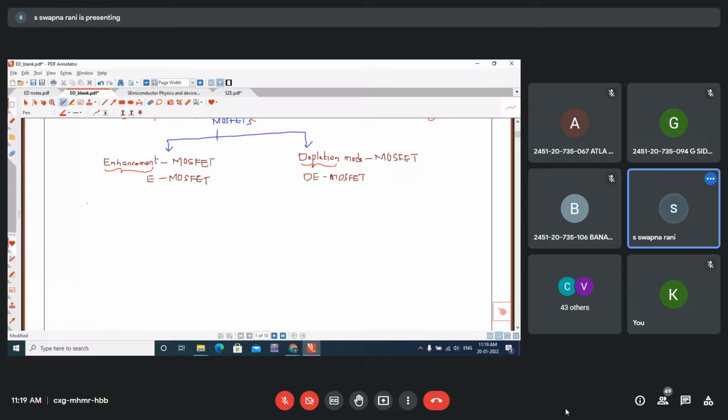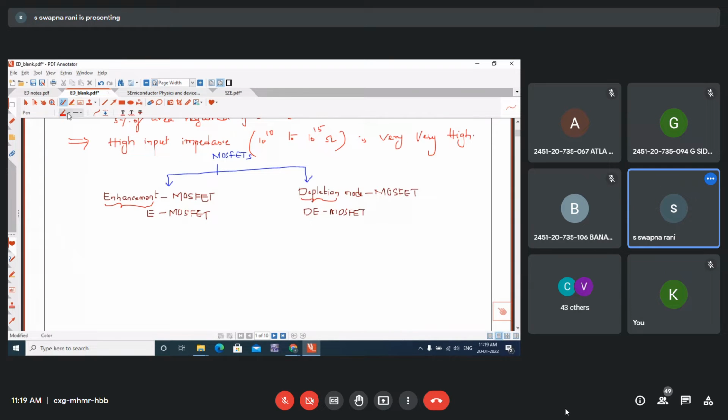The meaning is that in both cases, in MOSFETs, the controlling voltage will be VGS only. ID is mainly controlled by VGS, the gate voltage. Like in FET, here also the gate voltage will control the drain current.